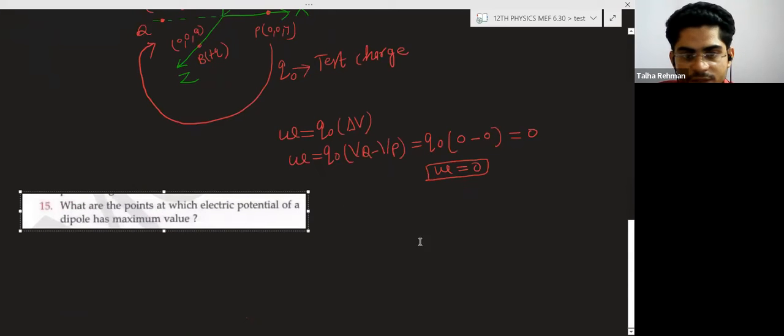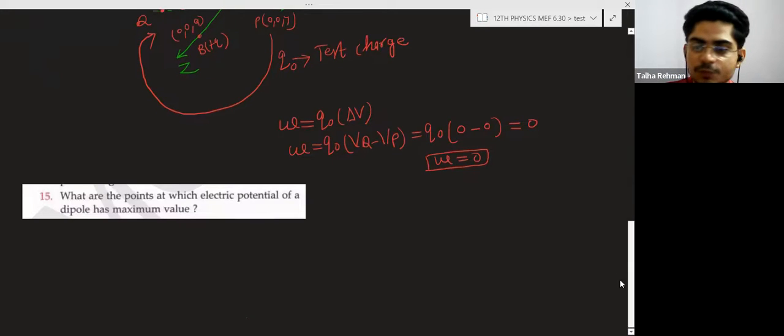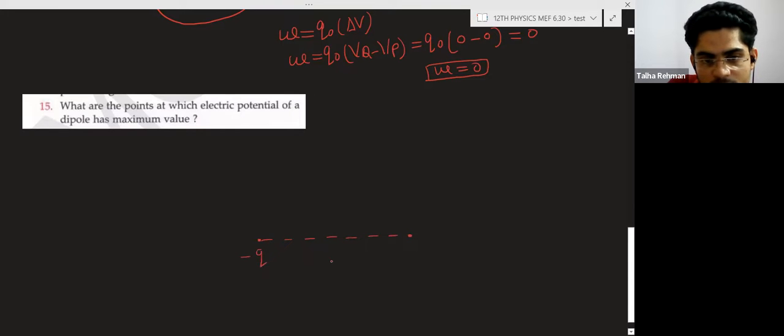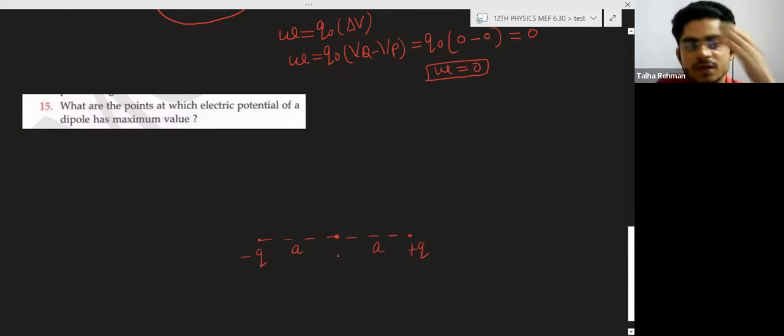I have asked in this question, what are the points at which electric potential of a dipole is maximum? What are the points? So suppose this is an electric dipole. And what is an electric dipole? Two opposite and equal charges separated by some distance. We have considered this distance A and this distance A. And they are asking what are the points at which electric potential of a dipole has a maximum value.